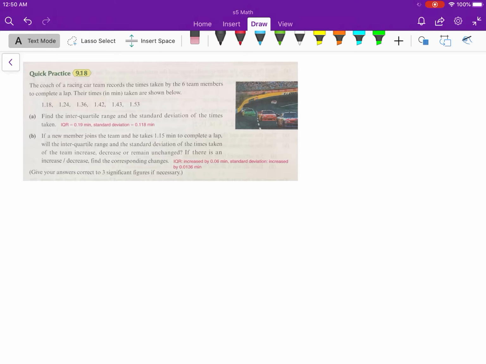Okay, got it? So now let's go to quick practice 9.18. Here we get 6 data again. They're the times taken by 6 team members to complete a lap in a match of racing cars. So instead of finding the range, this time we find the IQR and the SD.